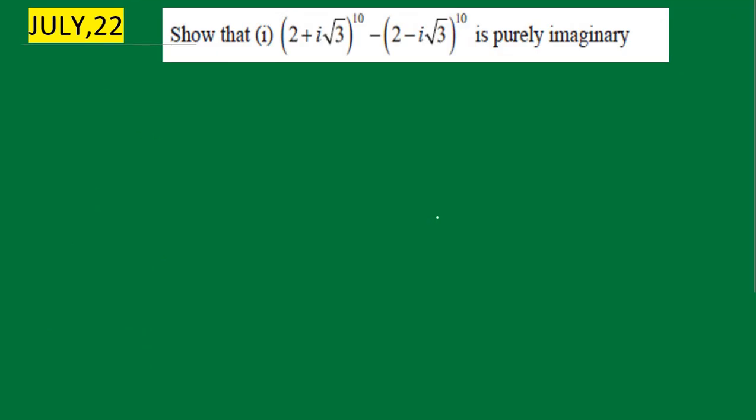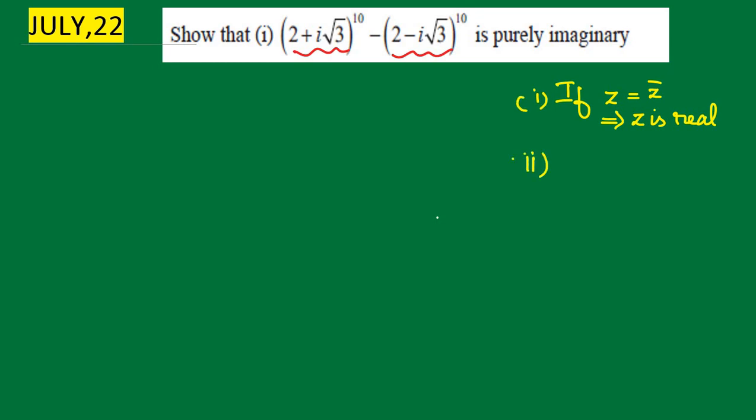The next question: show that (2 plus i root 3) whole power 10 minus (2 minus i root 3) whole power 10 is purely imaginary. We know the result: if z is equal to z bar, then this implies that z is real. But here the question is, show that it is purely imaginary. What is the condition for purely imaginary? If z is equal to minus z bar, then we say that z is purely imaginary. So here in this problem, we have to prove that the given z is equal to minus z bar.